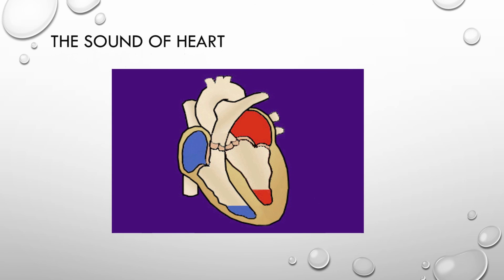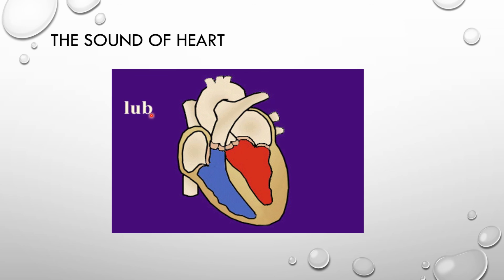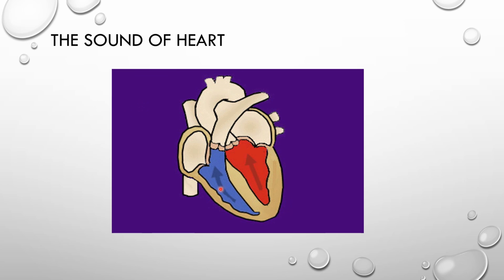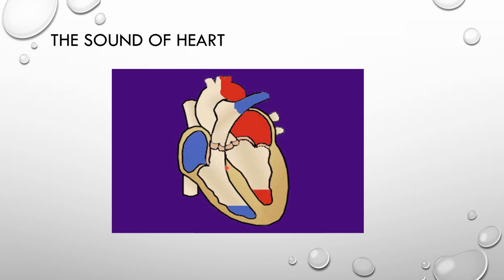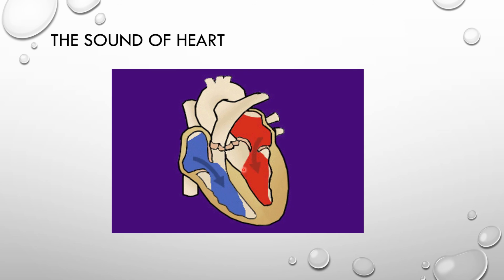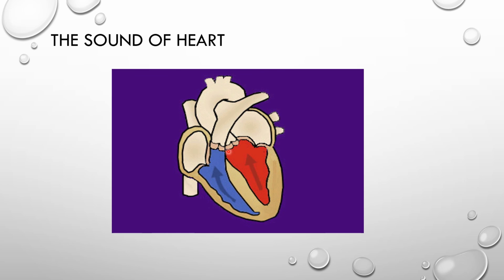The familiar lub-dub sound made by the heart is actually made by the valves closing. The first sound, that is lub, is made by atrioventricular valves closing as the ventricles start to contract. The second sound, that is dub, is made by the semilunar valves closing as the ventricles start to relax.